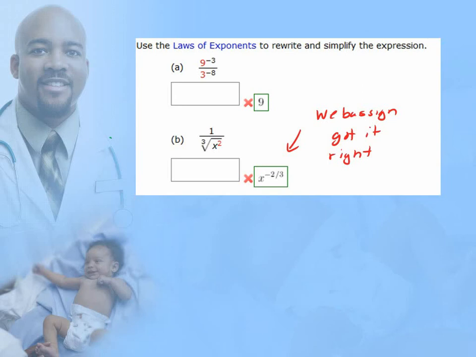Look at that, Webassign got it right again. I kind of cheated because I looked at the answer and I said, oh, they want it with a negative exponent. Again.